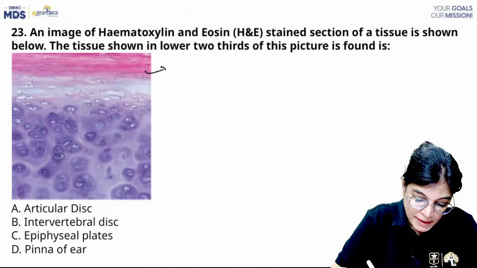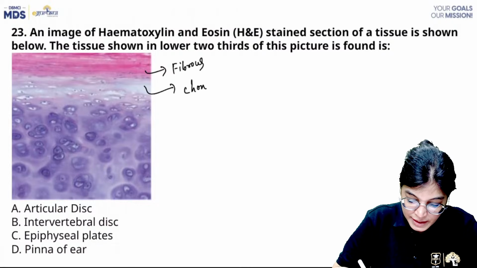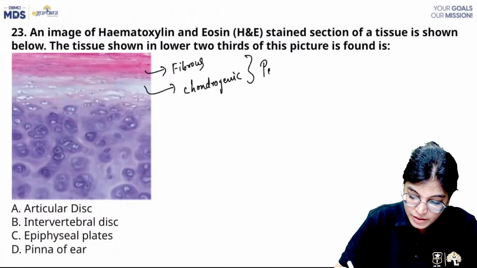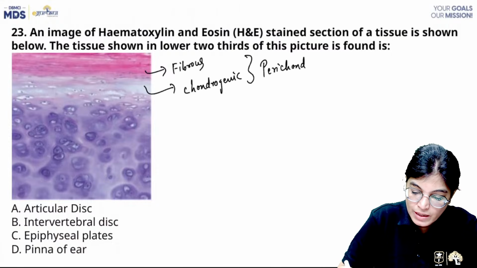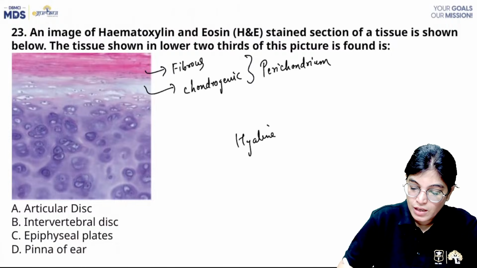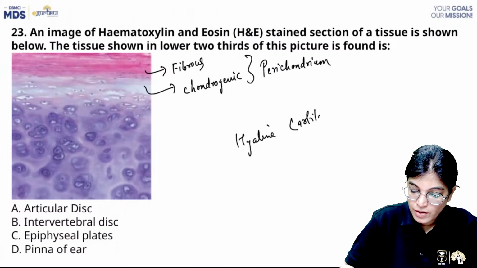This is actually perichondrium. So this is the outer part of perichondrium. This is the fibrous and this is the chondrogenic layer of perichondrium. So perichondrium is the outer covering of the cartilage. This is an example of hyaline cartilage. Which variety of hyaline cartilage? It is an example of costal variety of hyaline cartilage.